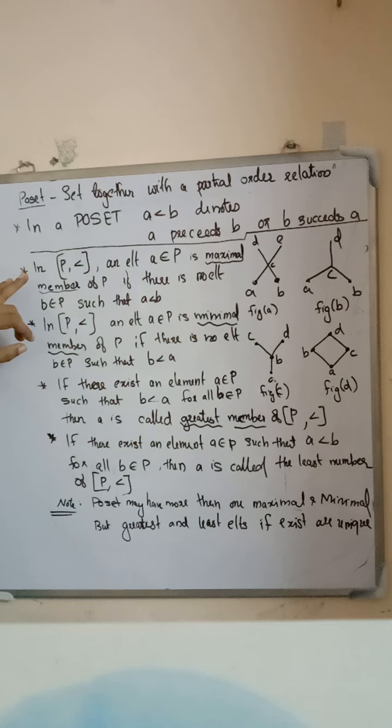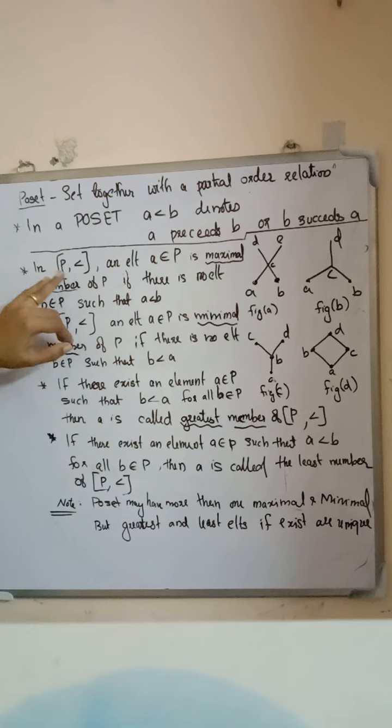So in a poset (P, less than), that means here is a set P and there is a relation which is a partial order relation. P less than means P is a set together with a partial order relation.